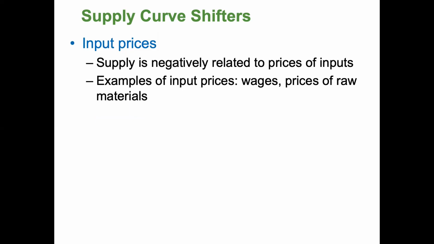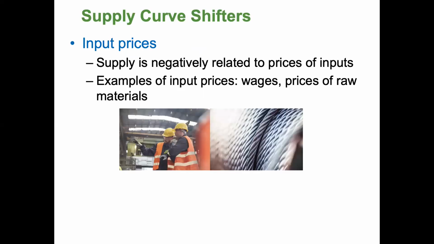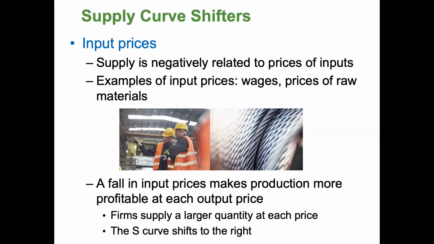A second factor is input prices. Prices of inputs are negatively related to supply. That is, when input prices fall, supply increases. Examples of input prices include wages, prices of raw materials, basically all the things that go into producing the good. If you think about it, a fall in input prices makes production more profitable at each output price. As a result, firms supply a larger quantity at each price, shifting the supply curve to the right.